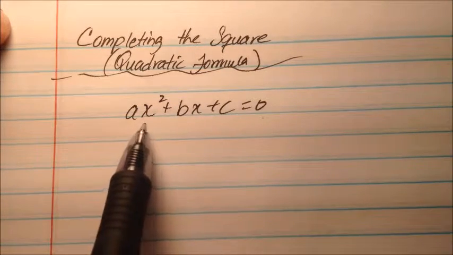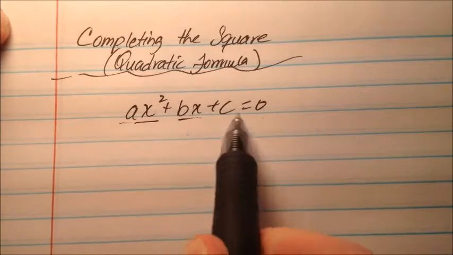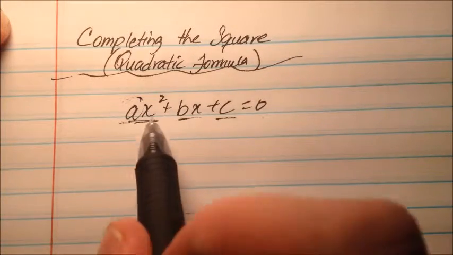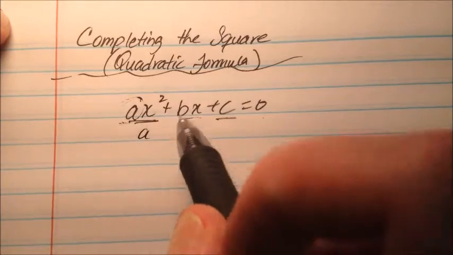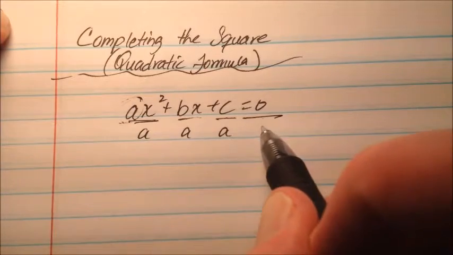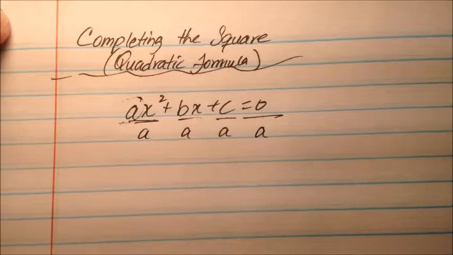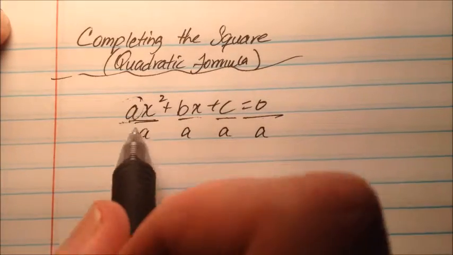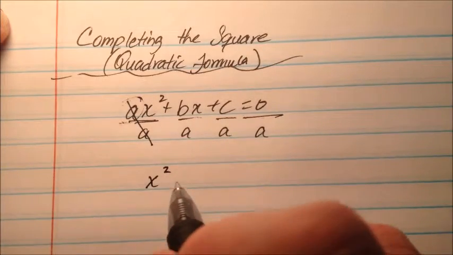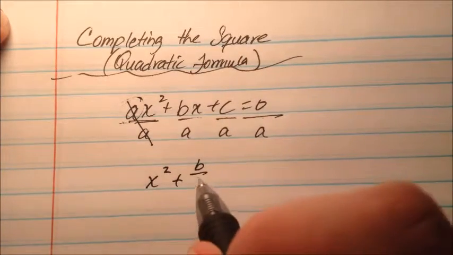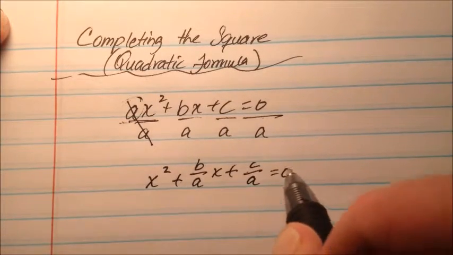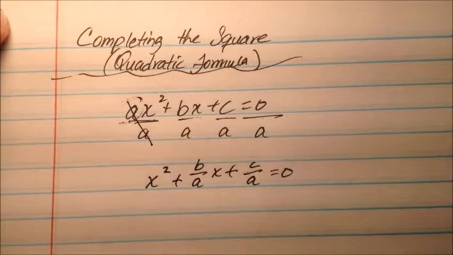Okay, so the first thing in completing the square is to divide every single term by the coefficient of your x squared term. So we're going to divide everything by a. And in fact, we're doing it on the right side as well. It's really the division property of equality. What happens is that these a's cancel, and you're left with x squared plus b over a x plus c over a equals 0.